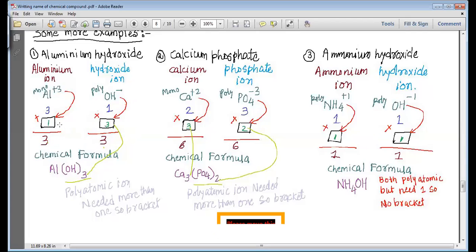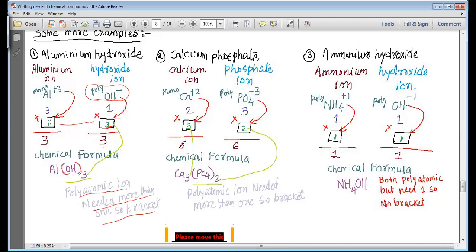Now using this number in the bracket, we write the formula. Here you can see that hydroxide ion is a polyatomic ion. It is required 3 in number. So we need to put a bracket around OH. So you can see here around the OH, we have put the bracket. Then we have written the number 3. As OH is a polyatomic ion needed more than 1, we need to have the bracket.